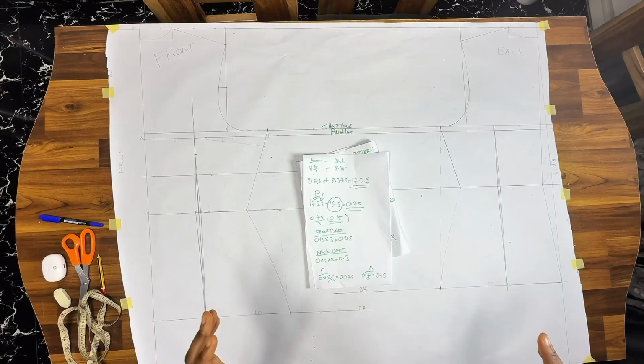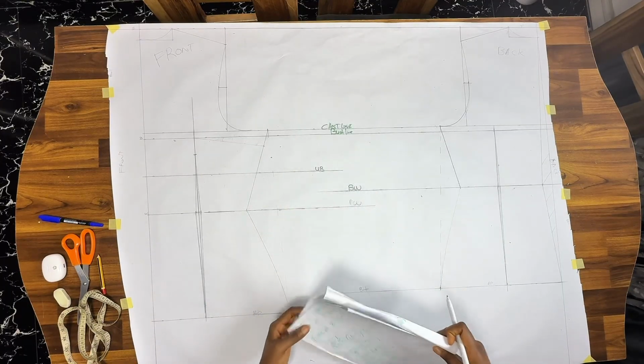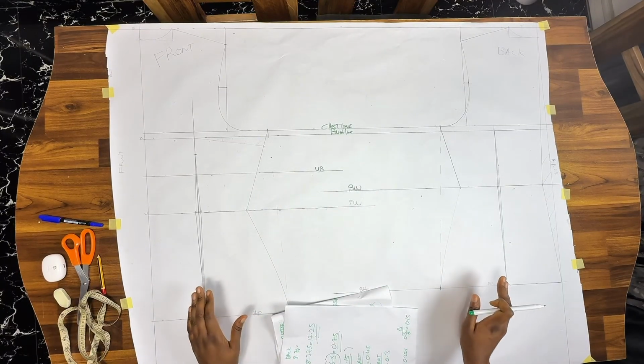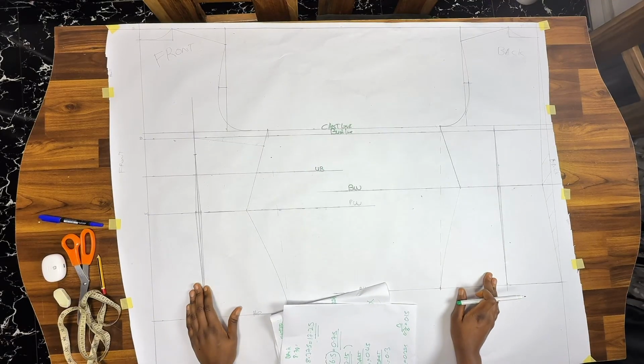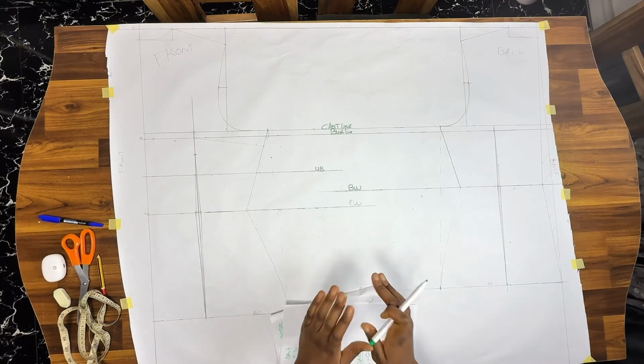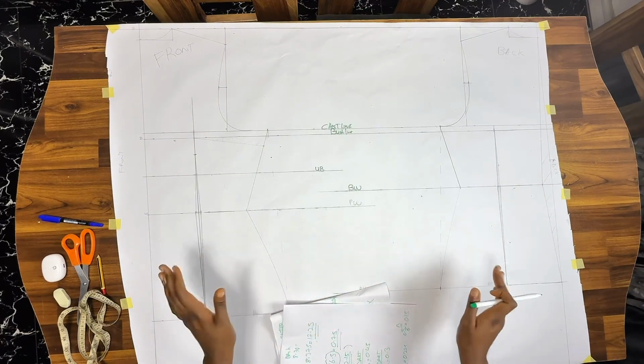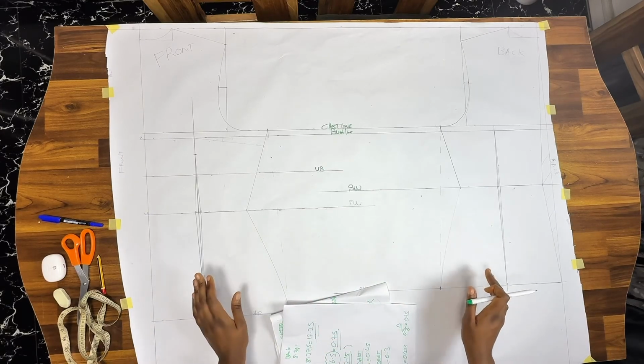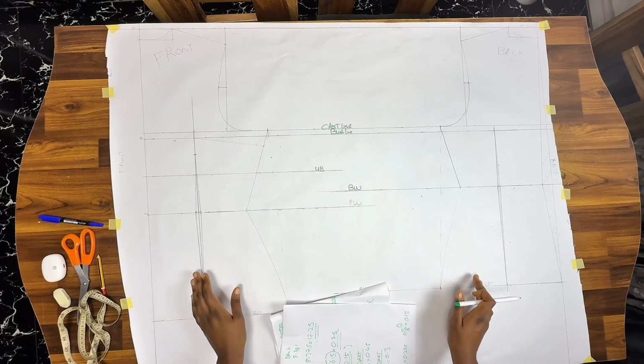For this tutorial, this is our basic bodice. This gives good contouring, everything. From here, you can start whatever you want to start. But this is our basic bodice.